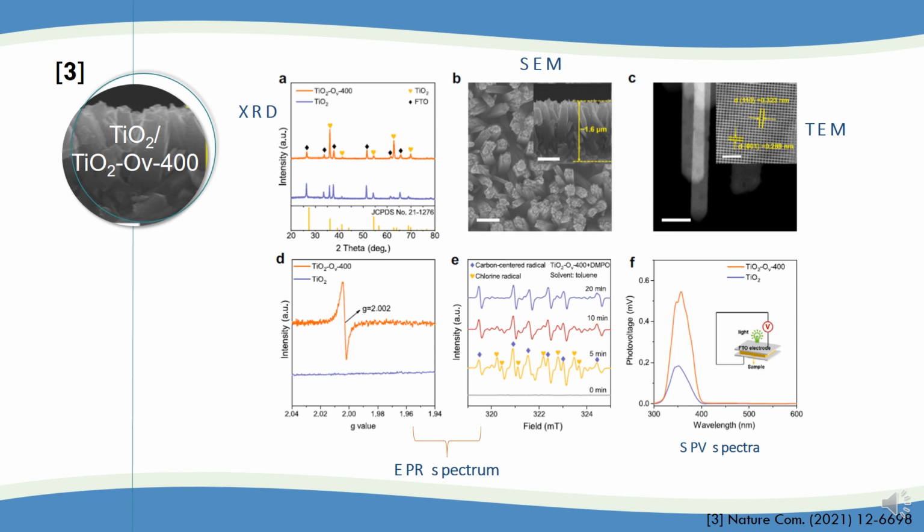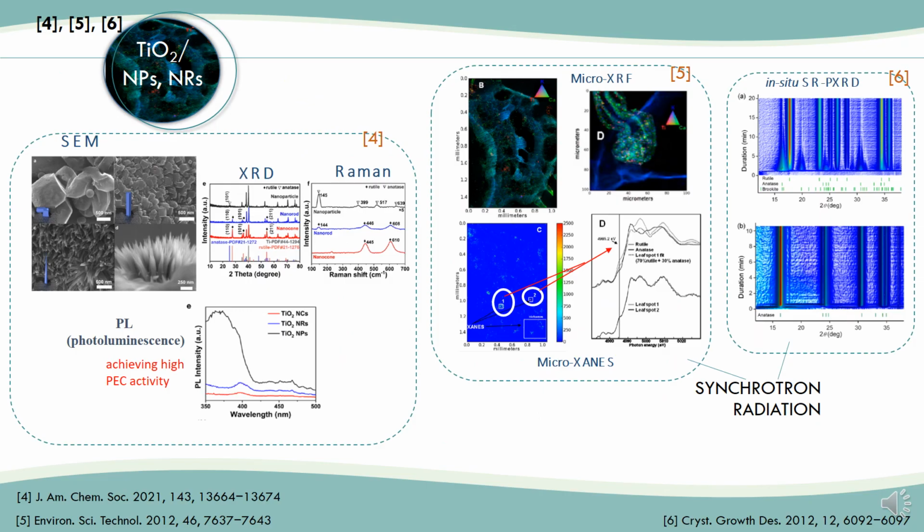The treated titanium dioxide has a strong EPR signal at a g value of 2.002, which can be attributed to electron trapping in oxygen vacancy. And next panel, I will continue the characterization part.